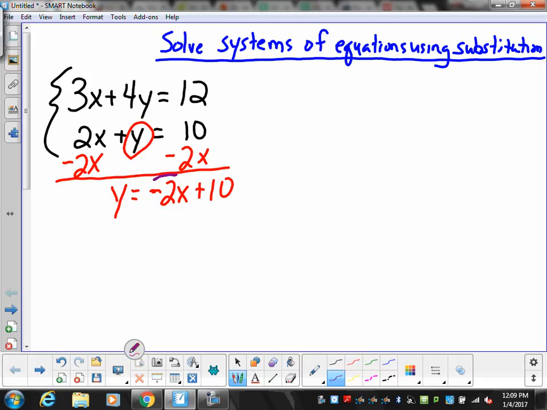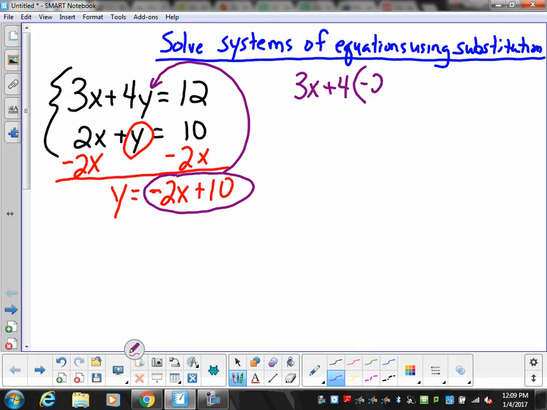Okay, so now we know what y equals. Y equals this. So we're going to go to the other equation and we're going to replace y. We're going to substitute in for y with what y is equal to. So I'm going to rewrite that first equation, 3x plus 4, but where y is, I'm going to put in parentheses negative 2x plus 10. And now I have equals 12. Okay. So I wrote that exact same equation, the first one, but I replaced y with what y is equal to.